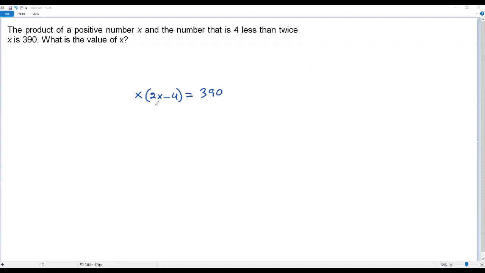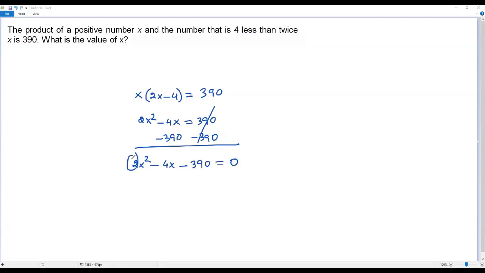So first let me distribute this x to 2x and negative 4. When I do so, I'm getting 2x square. When I distribute this x to negative 4, I'm getting negative 4x equals 390. As I said, we have to get everything on one side of the equation. On the other side, we must have 0. Now we can get rid of this 390 on the right side. For that, we subtract 390 from both sides. So positive 390, negative 390 will cancel out. I am getting 2x square, negative 4x, negative 390 equals 0.